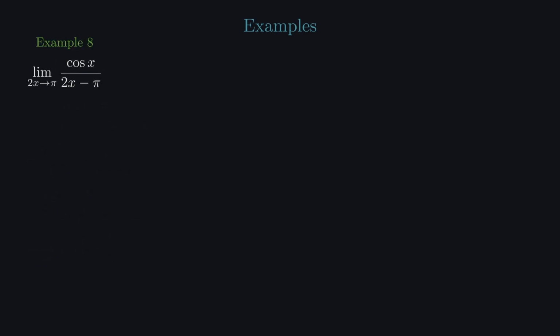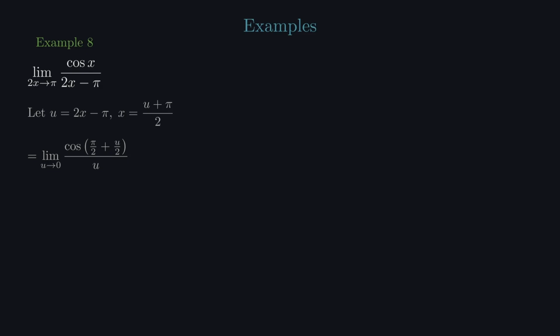Example 8. Limit as 2x approaches pi of cosine x over 2x minus pi. We define a new variable, u equals 2x minus pi. Then u tends to 0, and x equals (u plus pi) over 2. Substituting into the limit, we get cosine x over 2x minus pi equals cosine of (u plus pi) over 2, all divided by u, which is equal to cosine of (pi over 2 plus u over 2), all divided by u.